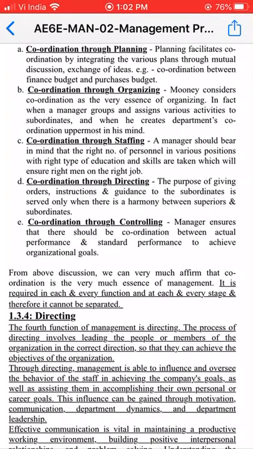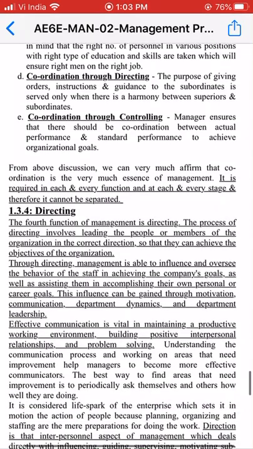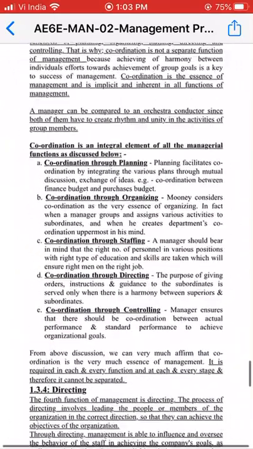Okay, then next final one is coordination through controlling. So controlling means managers have some rights to control all the organizational resources in a very effective manner to achieve the goals. So managers ensure that there should be coordination between the actual performance and standard performance to achieve the organizational goals. So this is about your coordination through controlling. Okay, so this is about your coordinating.